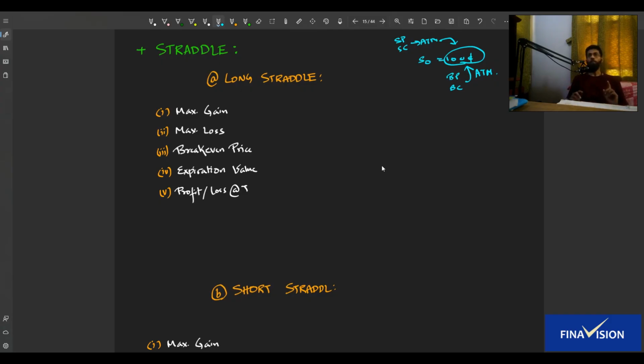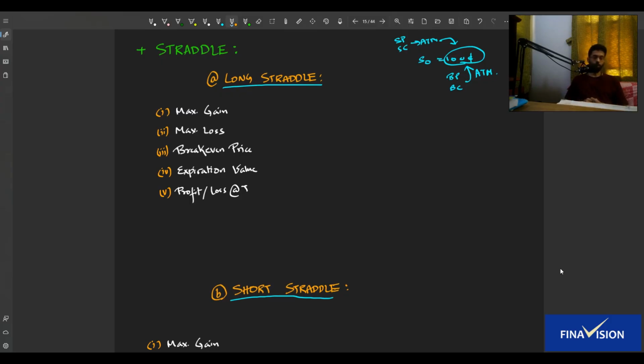Now when we are buying both, it is called a long straddle, and when we are selling both, it is called a short straddle. Now what is the initial cash flows? What is the expiry value? What is the profit and loss? What is the break-even price? What is the max loss and max gain? In both the cases, we'll try to understand that.